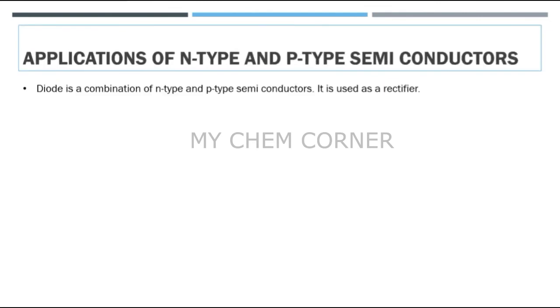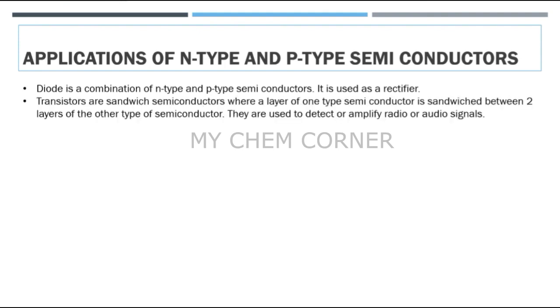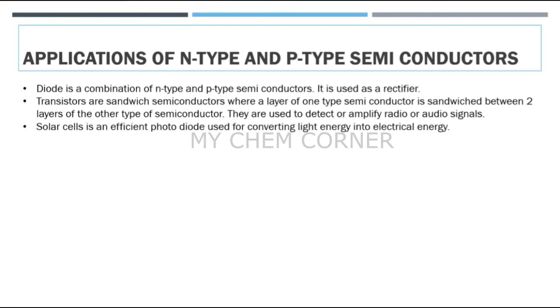So here, a diode, which is a combination of both N and P-type semiconductor, is used as a rectifier. Transistors are sandwich semiconductors where one layer of one type of semiconductor is sandwiched between 2 other types of semiconductor. This you would have probably learned in physics. How is it going to detect radio signals and all of that? You use this type of transistor. And the last one, solar cells, is an efficient photodiode which is used to convert light energy into electrical energy. So these are some of the simple applications that you can have under N and P type semiconductors.